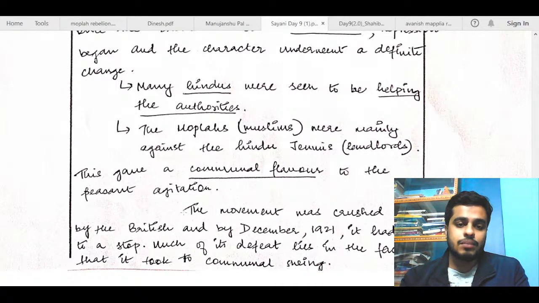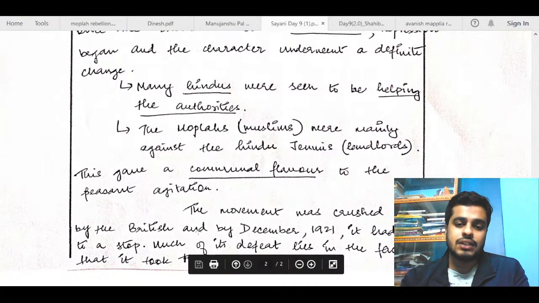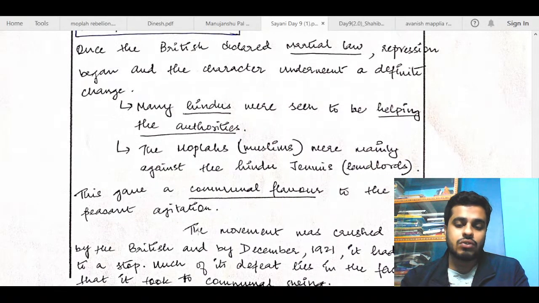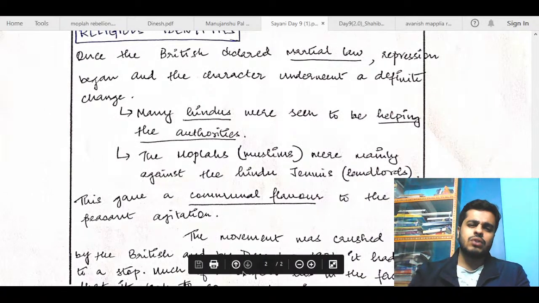The movement was crushed completely by the British, and by December 1921, it had come to a stop. Much of its defeat lies in the fact that it took. Okay, so the conclusion is also decent, good enough.